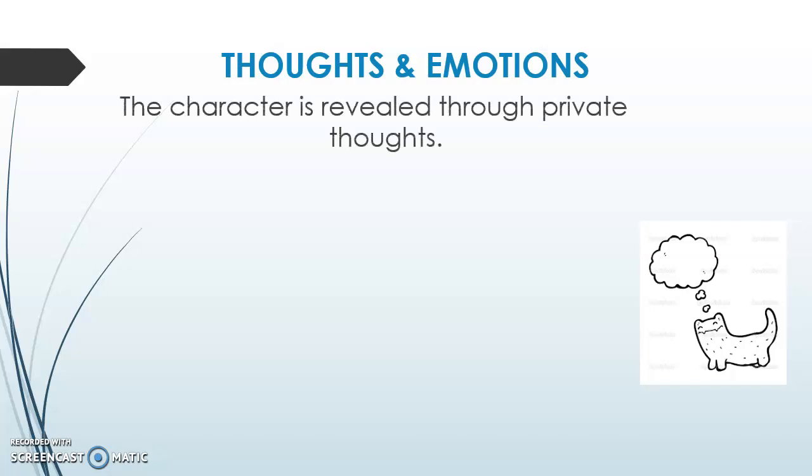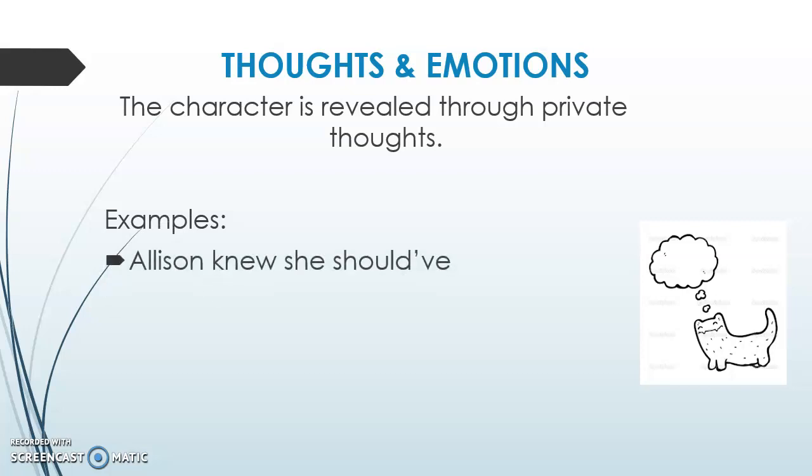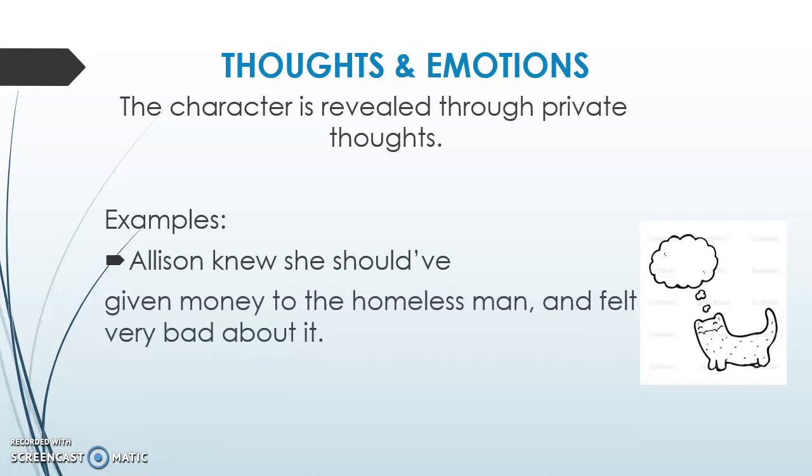Thoughts and emotions. So we're talking about the character's private thoughts. This will be revealed through the narrator or through the narration. You see, Alice knew that she could have given money to the homeless man and felt bad about it. Well, what are her thoughts? Her thoughts are she could have given the man some money and she felt bad. Now, we don't have any quotations around this, do we? No, we do not. This is the narrator telling the story, and the narrator is giving us insight.